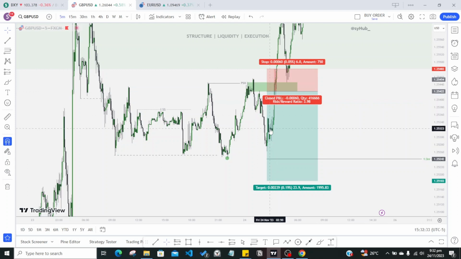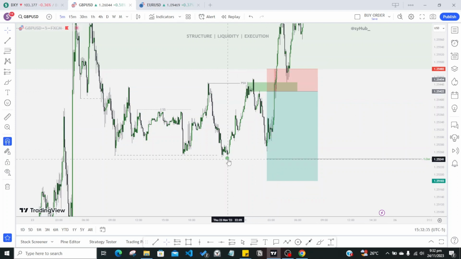Honestly, I wasn't expecting price to reverse. I was expecting price to take out this low, but later on I realized that this low was a strong low because it took out liquidity, this equal low. So price shouldn't take out this low again. So my target was wrong. I wasn't supposed to target this low.